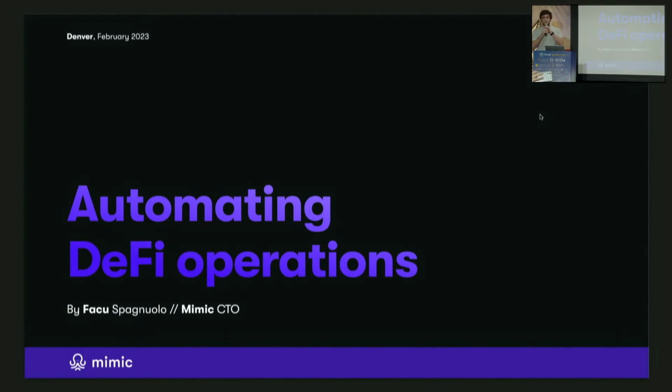Okay, so my name is Facundo Spagnuolo, and today we're going to talk about how to automate some DeFi operations with Mimic. To tell you a little bit about my background, I started working in the Ethereum space around 2017. I worked at Open Zeppelin, Aragon, Balancer, and contributed to many other projects. And after gaining some experience in the DeFi space, we started thinking about Mimic, and that's what we're going to talk about today.